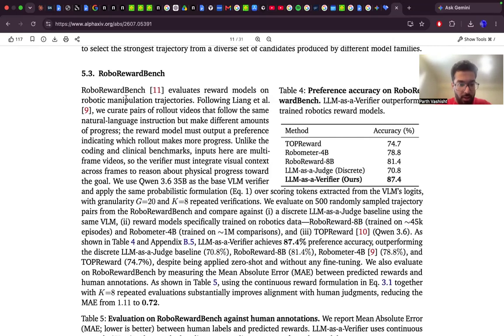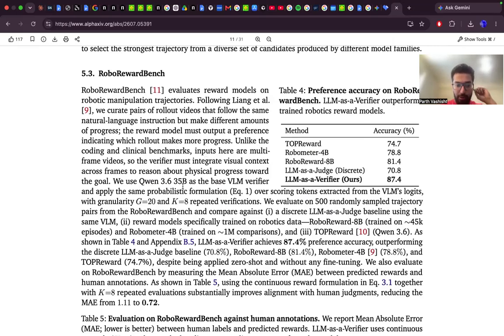Happens. Okay, so we have RoboReward Bench, reward models on robotic manipulation trajectories. We curate pairs of rollout videos that follow the same natural language instruction but make different amounts of progress. The reward model must output a preference indicating which rollout makes more progress. Unlike the coding and clinical benchmarks, inputs here are multi-frame videos. So the verifier must integrate visual context across frames to reason about physical progress towards the goal. Makes sense. The modality is different.